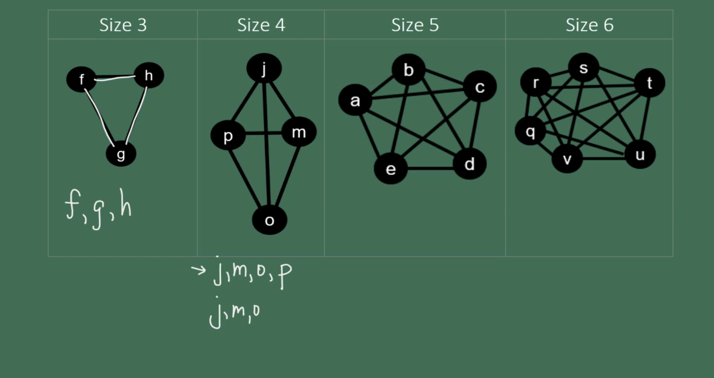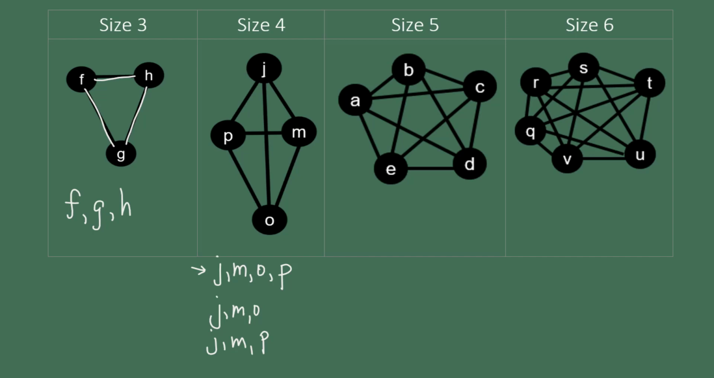Then I'm going to start over again at J. I'm still going to go to M. Now I can't go to O, I've already listed that triangle, so I'm going to move on to the next alphabetically, which is P, and then back to J. So we have J, M, P. That's our second triangle. From J, I've already gone to M and then to O, and from M to P. So there's no more JM triangles that I can do.